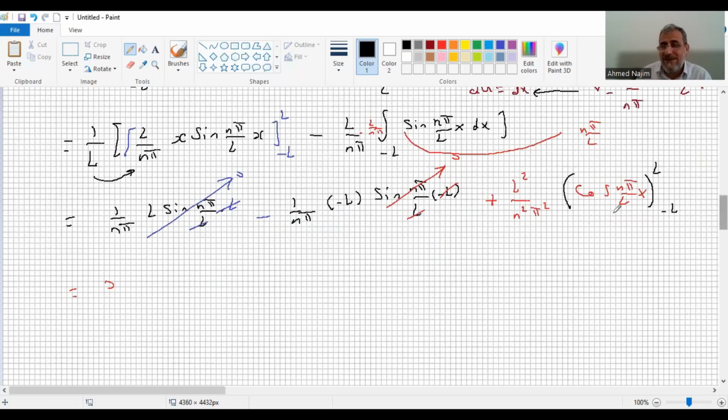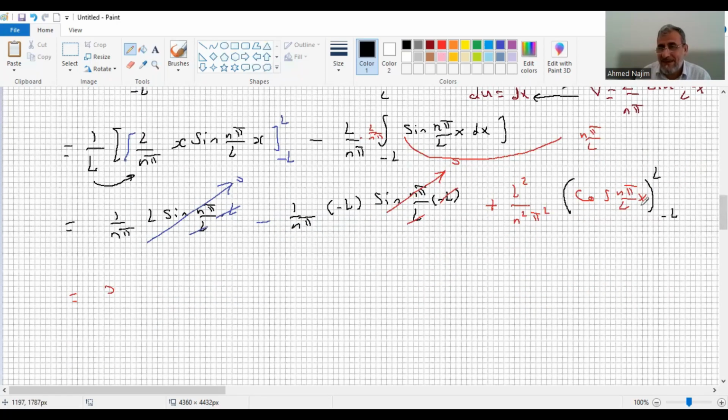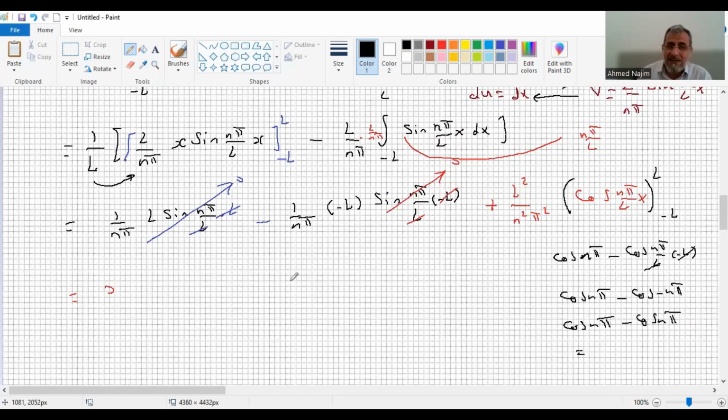See, cosine is an even function. If I replace x by L here, this would be cosine, L with L cancelled, and π. And if I replace with negative L, it'll be cosine(nπ/L times negative L). This one will be minus, so then I have cosine nπ minus cosine of minus nπ. Cosine of minus is the same as cosine nπ because cosine is even. So this will be cosine nπ minus cosine nπ, which equals 0, and the plus 0. The answer will be equal to 0.